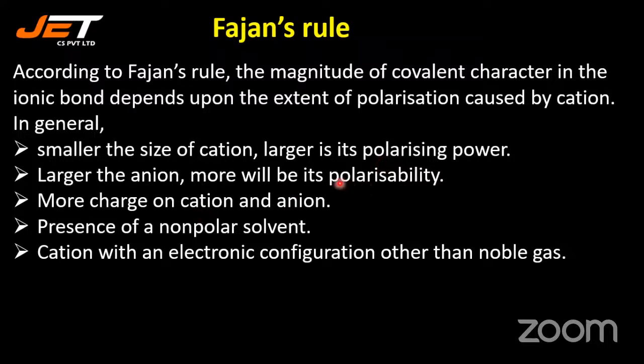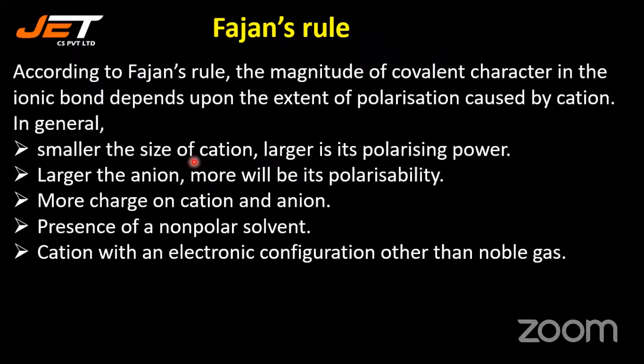And what is polarizability? Polarizability is the ability of the anion to be attracted by the positively charged cation. So the smaller the size of the cation, the larger the size of the anion. Most important point: more charge on cation and anion, obviously, because I am saying the smaller the size of the cation.